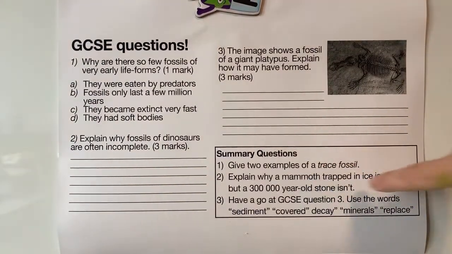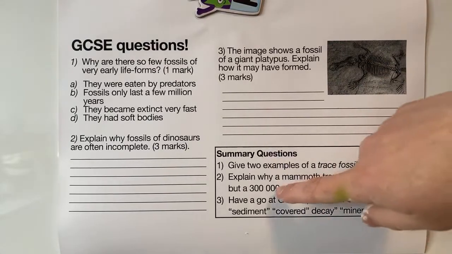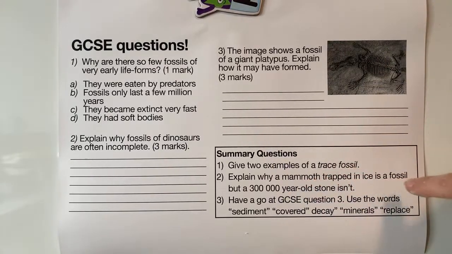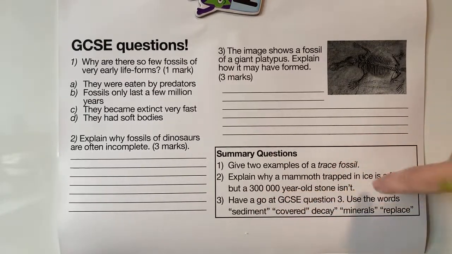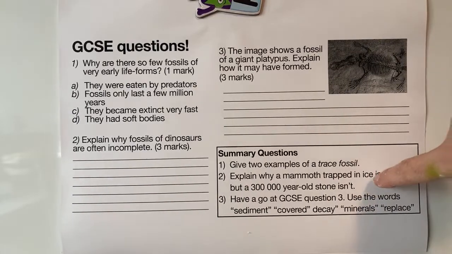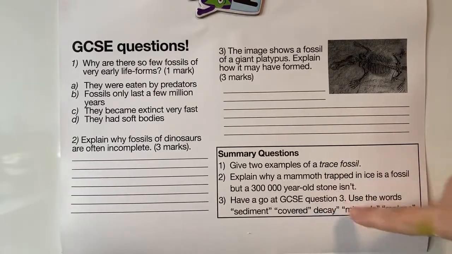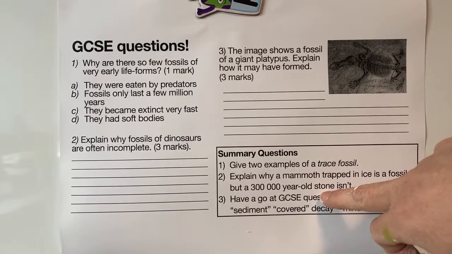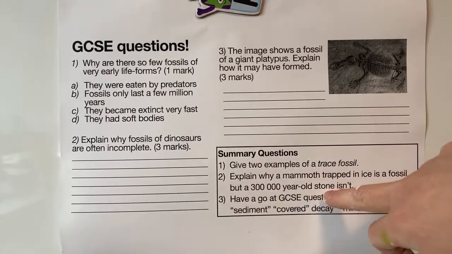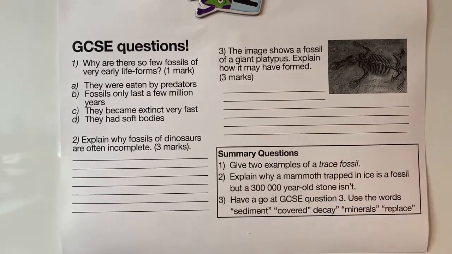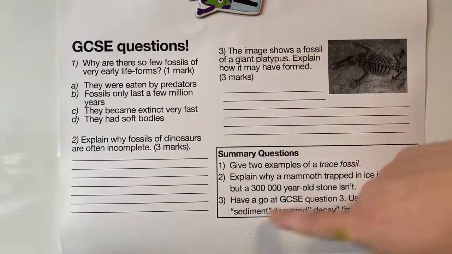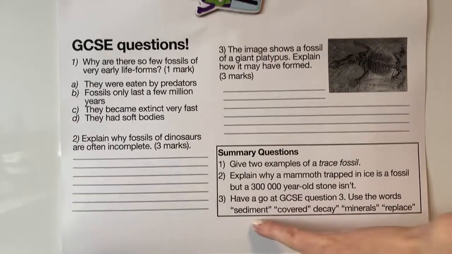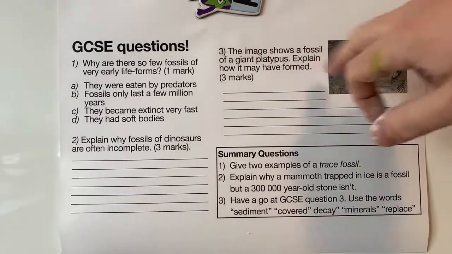First of all, for your summary questions, can you give 2 examples of a trace fossil? And can you explain why a mammoth trapped in ice is a fossil, but a 300,000-year-old stone isn't? If you downloaded the free printouts from my Facebook group for this lesson, you have got something slightly different. Can you answer my stone question? I said spear, but I'll talk about why that was a bit confusing after this. And also, can you have a go at GCSE question 3? I've given you some words to help you out. Can you use the words sediment, covered, decay, minerals, and replace for question 3?